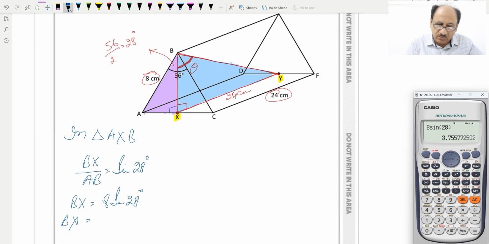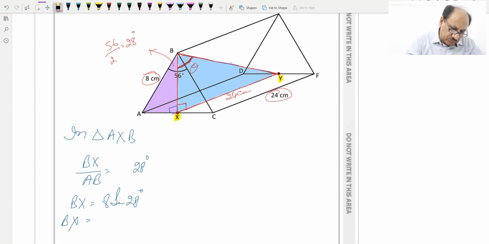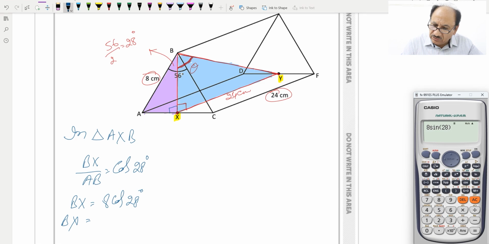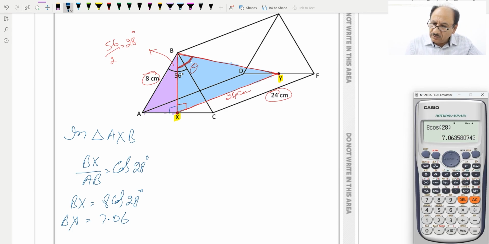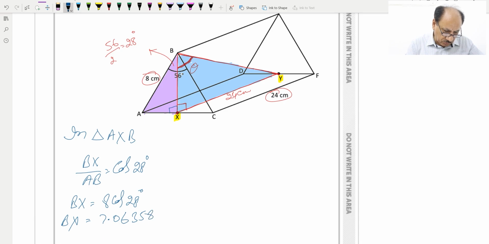Not sine. Basically this should be cos, not sine. So here it should be cos, so I will be changing this to cos of 28 because this is adjacent over hypotenuse. Adjacent over hypotenuse is cos theta, so we will be taking this one as cos of 28, and it will give us 7.06. And I will take more digits, 358, so that our answer should be closer.